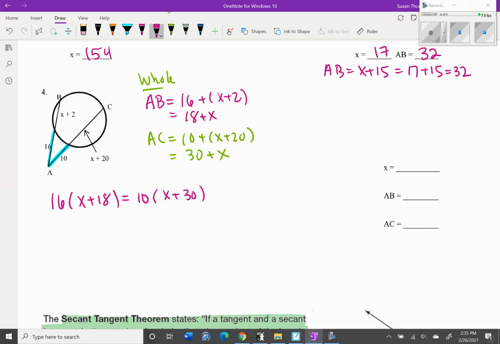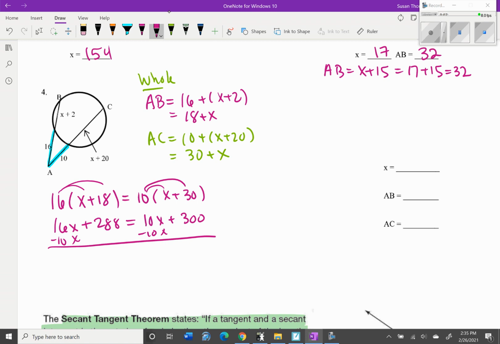So we want to distribute. So we get 16x plus 288 is equal to 10x plus 300. We'll subtract the 10x. It gives us 6x plus 288 is equal to 300. And subtract 288.